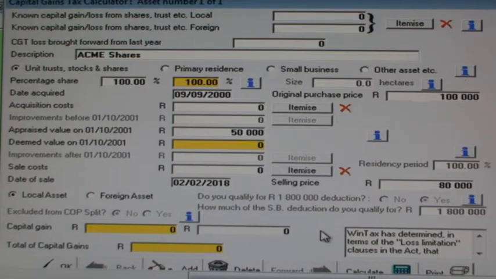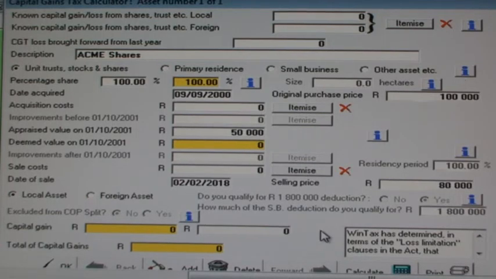Selecting the stocks and shares option, we enter that we bought shares in the year 2000 for 100,000 rand. Along came the events of 9/11 in September 2001, and we were lucky that our shares only lost 50% on 1st of October 2001, and they were valued at 50,000 rand on the valuation date. Let's say they never really completely recovered, and we sold them for 80,000 rand recently.